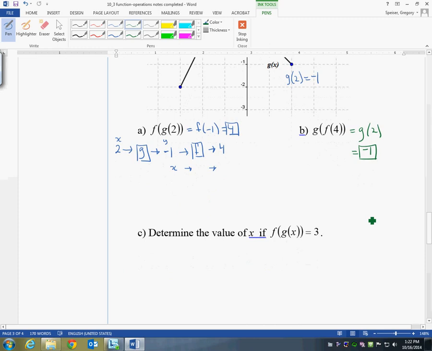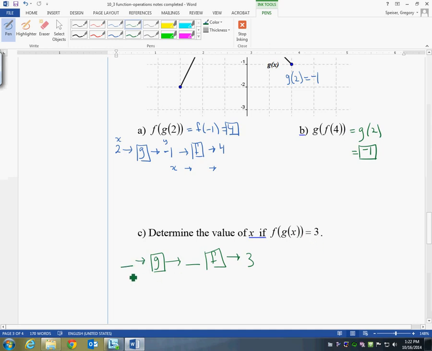C, determine the value of x if f of g of x is equal to 3. So it's a little bit backwards, isn't it? They're saying the final answer is 3. So maybe I'll go like this: something is going to be going into the inner function g, and something will come out, and that goes into my outer function f, and then what comes out is a 3. So they're giving us the final answer, and we have to back up and find out what this original x was.